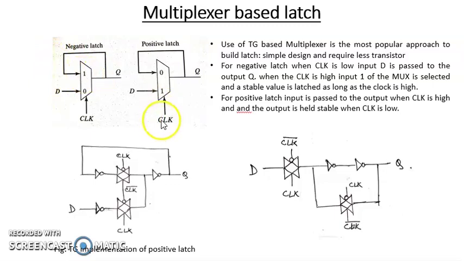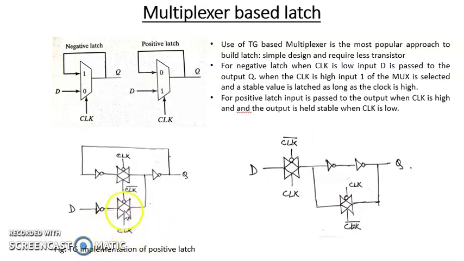Similarly, for a positive latch, input will be copied to the output as long as the clock remains high, and when the clock makes a transition from 1 to 0, a stable value will be latched at the output. A transmission gate based implementation of the positive latch is shown in this figure.